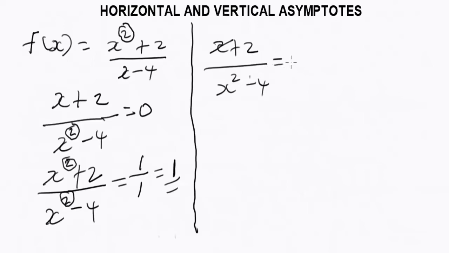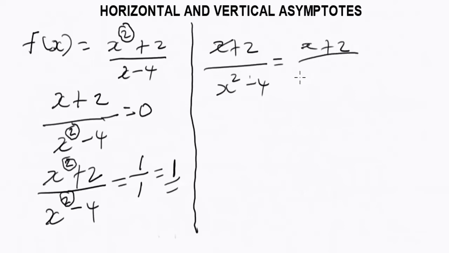Follow me, guys. For vertical asymptotes, what we are trying to do is get factors that will cancel out each other, get common factors that will cancel out each other. In this question, we can get the common factor in the denominator that will cancel out the numerator. So let's solve it together, guys.